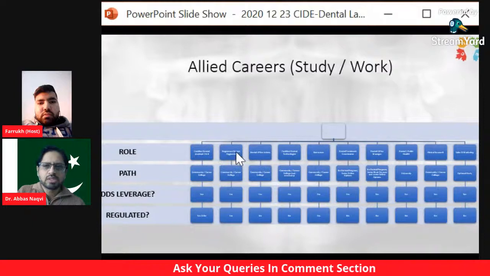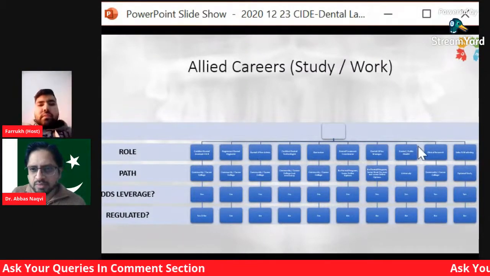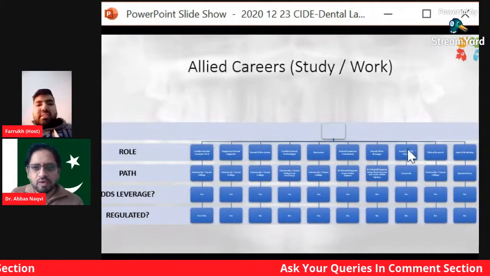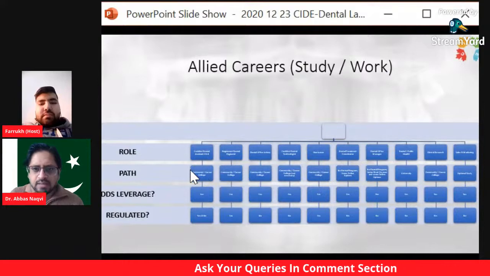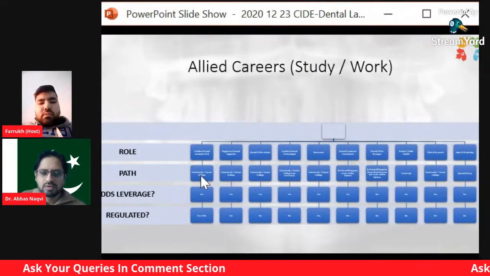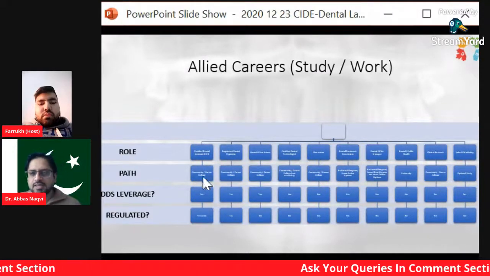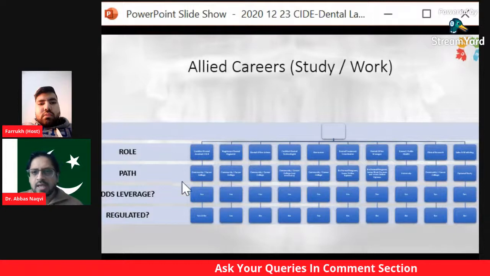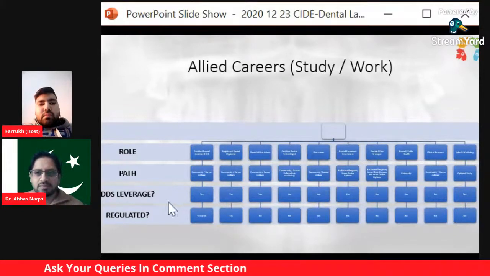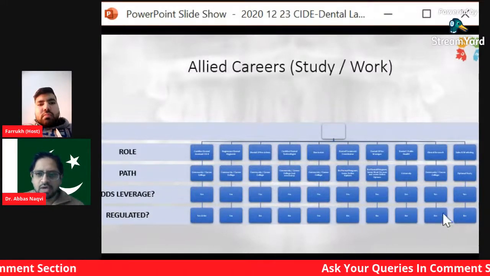One of the very common questions we get is: what can I do besides being a dentist within dentistry? These are 10 roles that you can perform. And this is what you need to do, how you need to study. As I said, I can send it to anyone who needs it. And then, will it benefit you in getting advanced placement, etc.? And whether this is a regulated route or not.